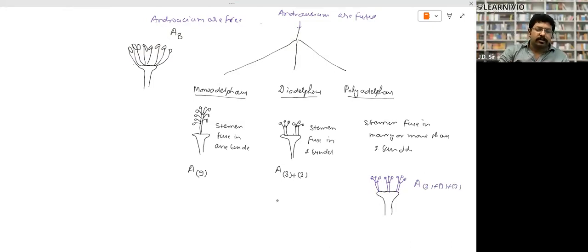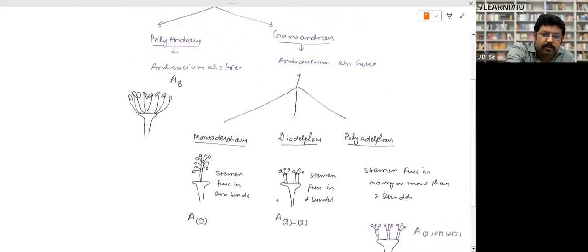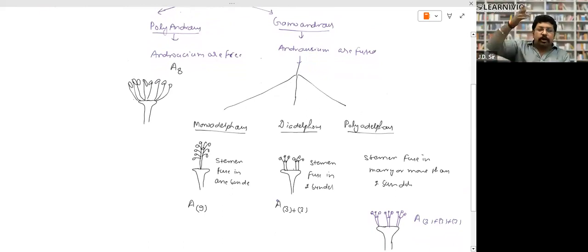Is that clear or not? Please tell me. So the androecium may be like this. The androecium may be polyandrous or gamoandrous. Further, gamoandrous may be monoadelphous, diadelphous, or polyadelphous condition. Tell me, is it clear or not? Morphology is a thing to understand. You have to build the concept.